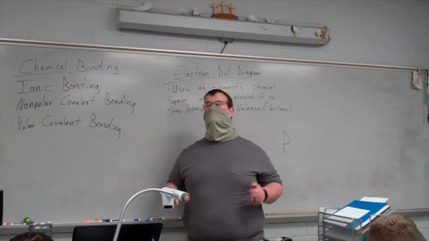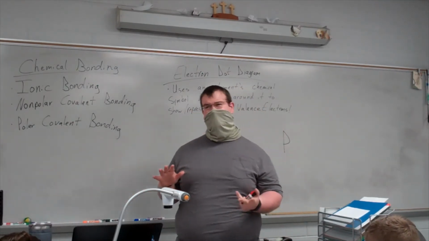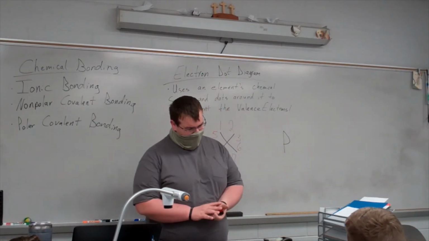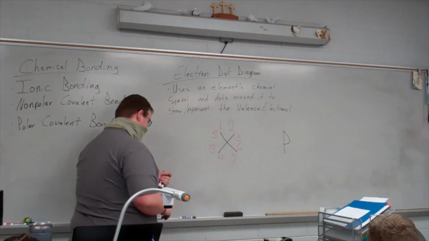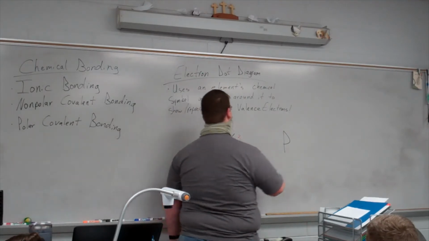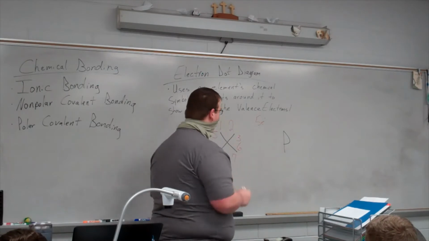The 16th column has 6 valence electrons. The 17th column has 7 valence electrons. And the 18th column has 8 valence electrons. That is how we know that. Very good question. Let's go, Chastity. So 5 valence electrons. We have 5 electrons to represent.